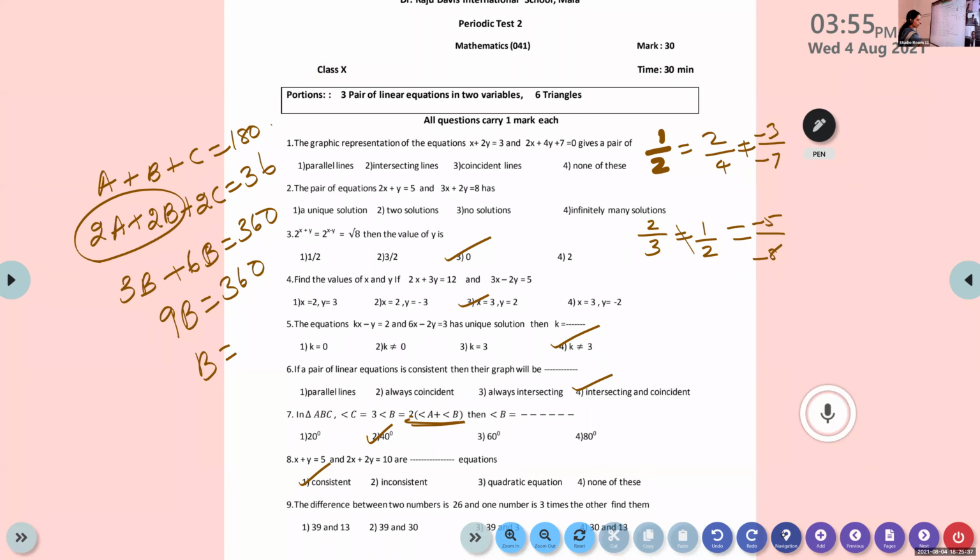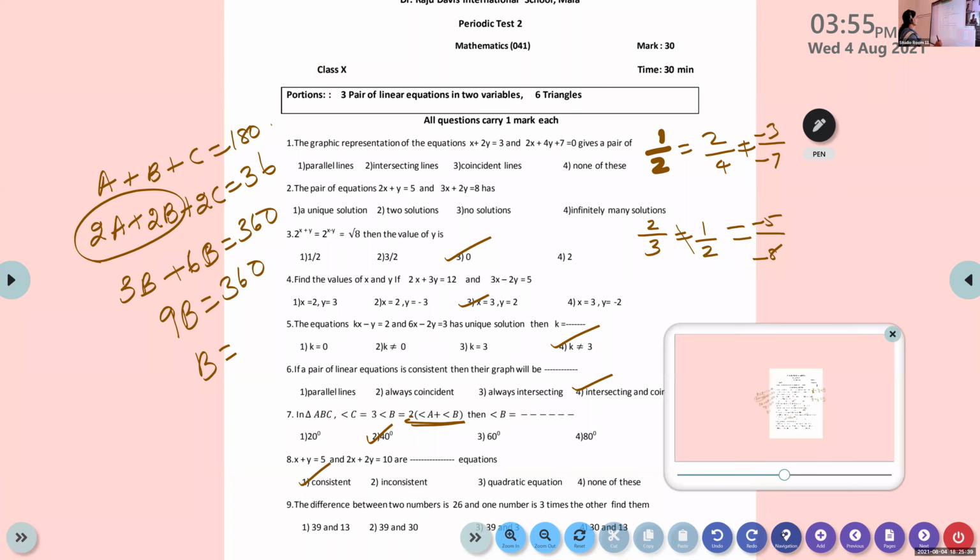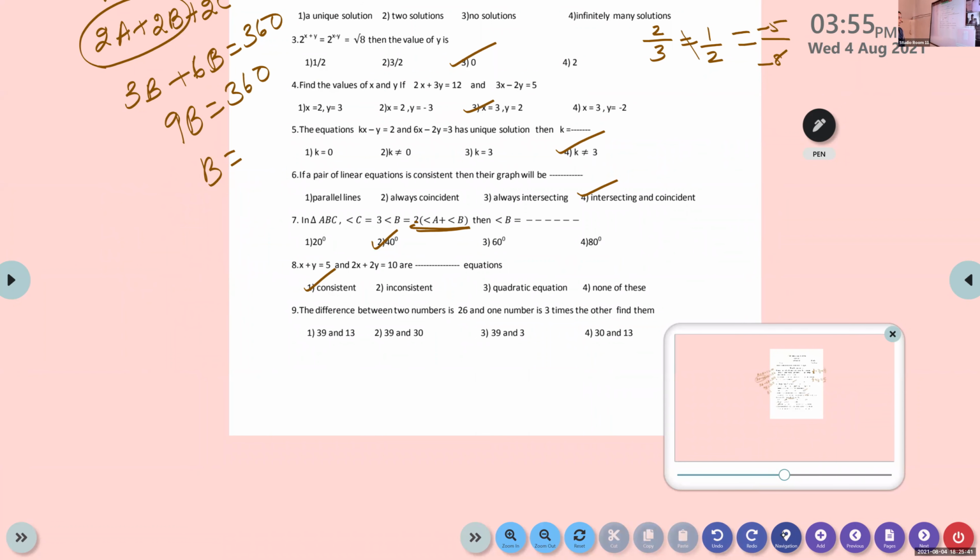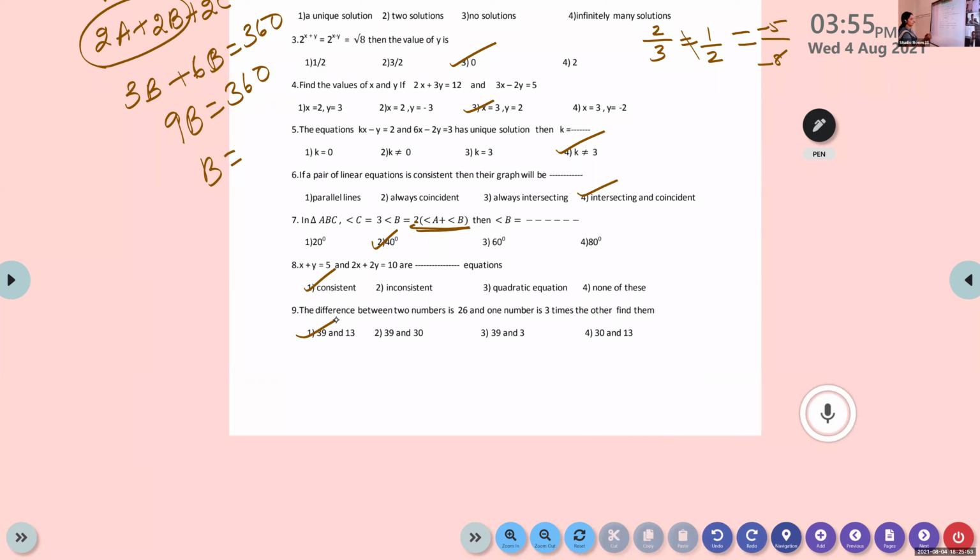Next one, ninth one. The difference between two numbers is 26. One number is 3 times the other. Find them. 39 and 13. You can write the linear equations. You can write the equation x minus y is 26 and one number is given as 3 times the other, and you will get 2 equations.